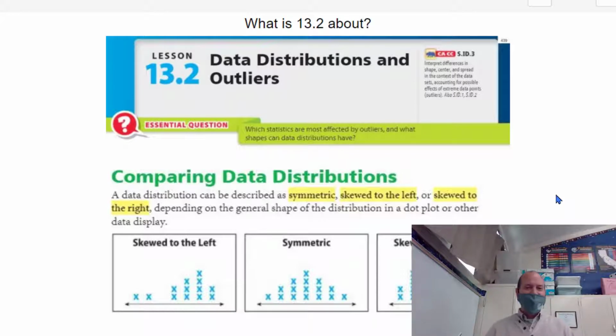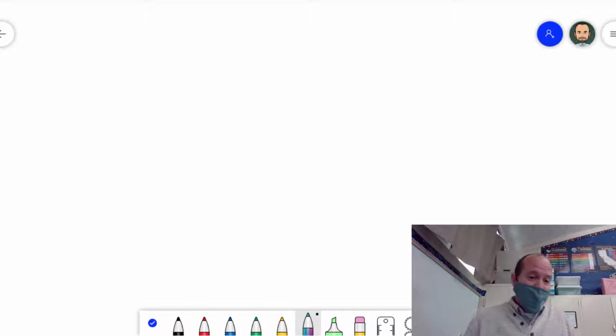All right, welcome back. Let's go ahead and introduce Chapter 13, Section 2, which is Data Distributions and Outliers. I just want to talk to you about what it means, as you can see on the screen, to be skewed to the left, symmetric, or skewed to the right. In order to do that, I just want to use a sample set of data that I'm going to make up in my head right here.